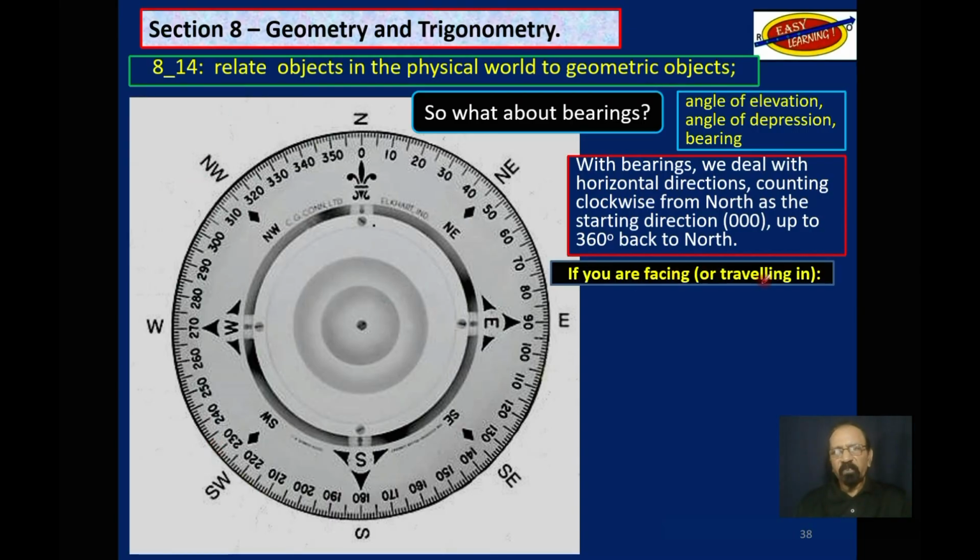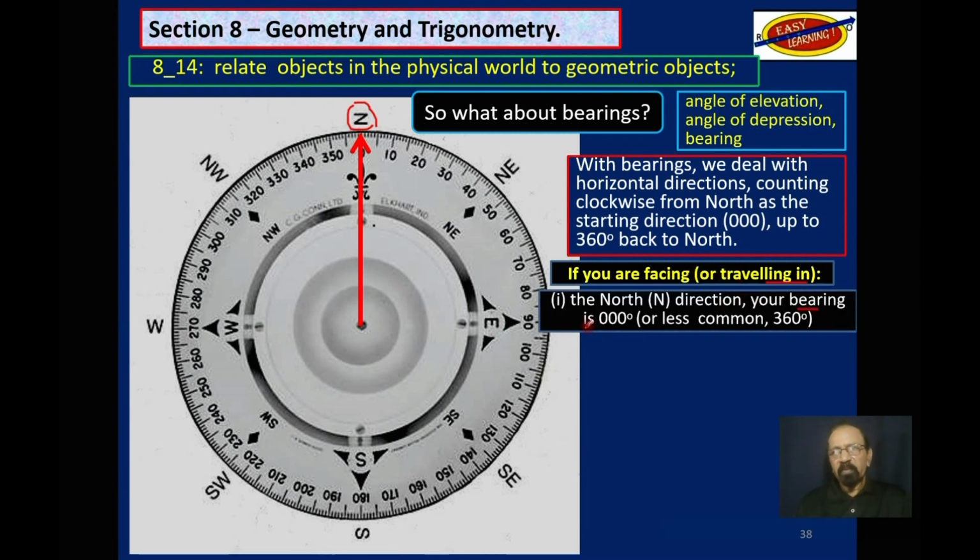If you are facing or traveling in this direction here, you know it is north. But in terms of the bearing, your bearing is 000 degrees. Or less common, you could say it is 360 degrees because you go all the way around and you come back with 360. But it is north, which is 000. So the compass direction will be north. The bearing will be 000 degrees.